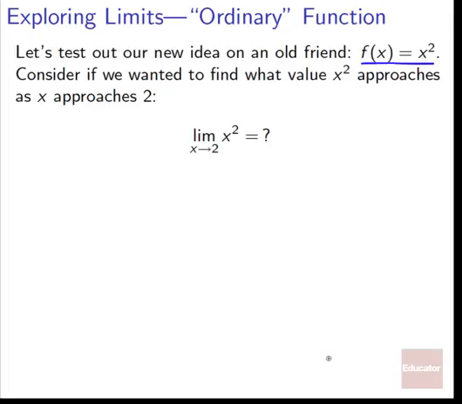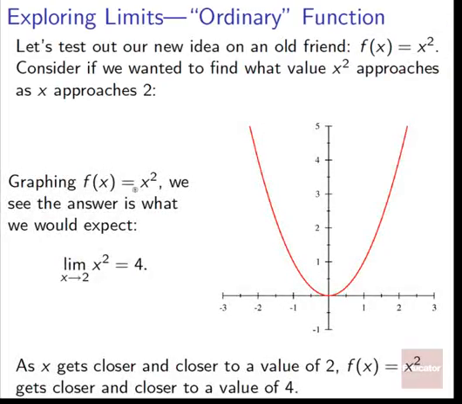Consider if we wanted to find what value x squared approaches as x approaches 2. So as x gets closer and closer to 2, what does x squared become? Well, if we graph f of x equals x squared, we see that the answer is exactly what we expect, right? As we get really close to 2, we wind up getting really close to 4, right?